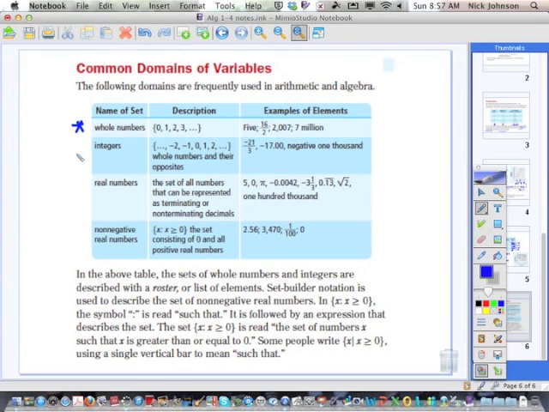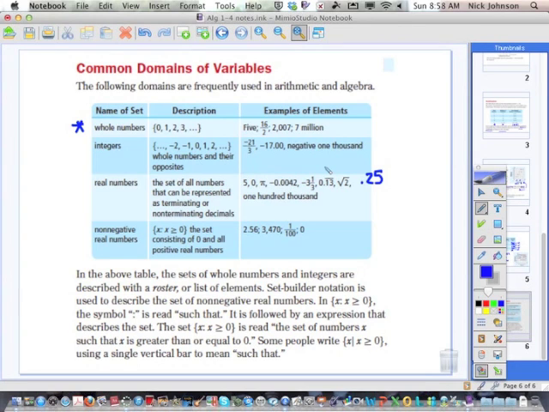Real numbers. Real numbers is a set of all numbers. Okay? It's any number that you can think of. They can be represented as terminating or non-terminating. Okay? A terminating decimal would be like 0.25. A non-terminating decimal would be like 0.13 repeating. That will never stop. Okay? Real numbers include every single number in mathematics.